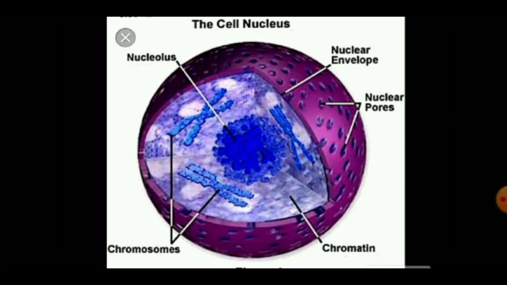In the center of the diagram, you can see the nucleolus. Now, what is a nucleolus? It is a dark spot in the nucleus where ribosomal RNA is formed and assembled into ribosomes.